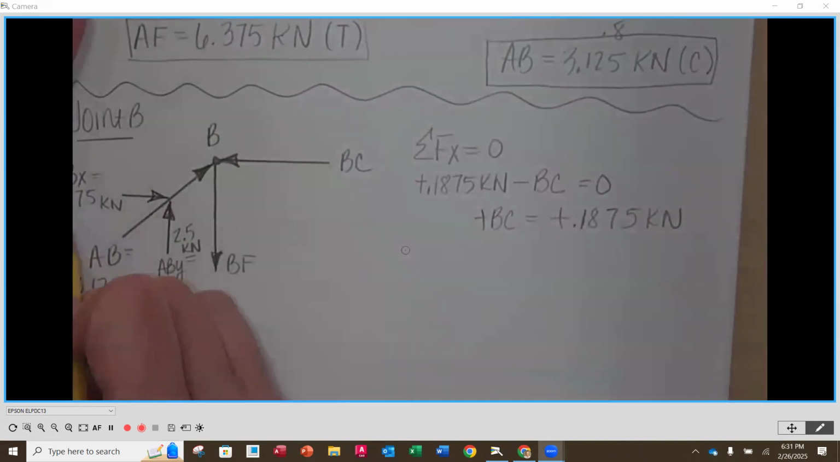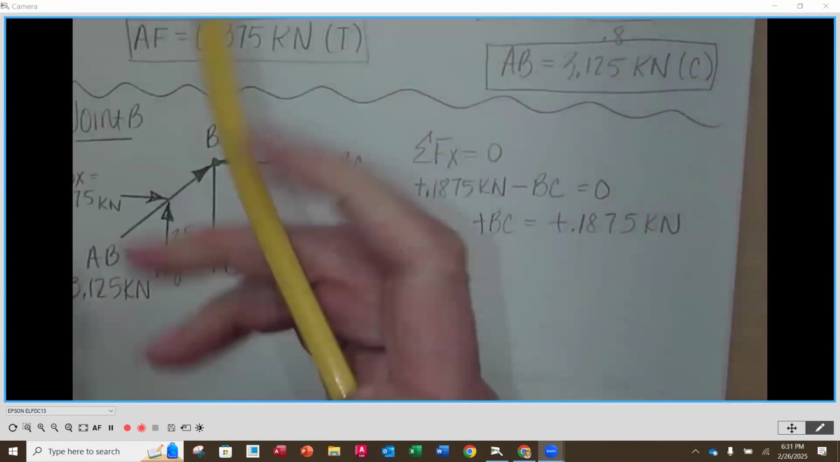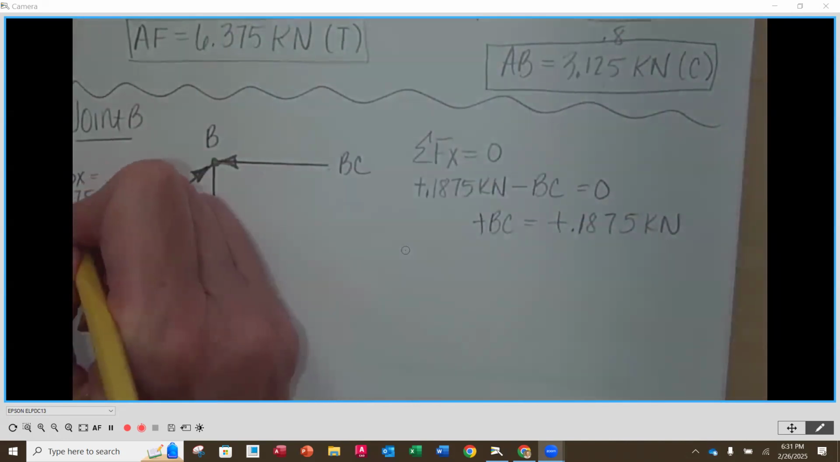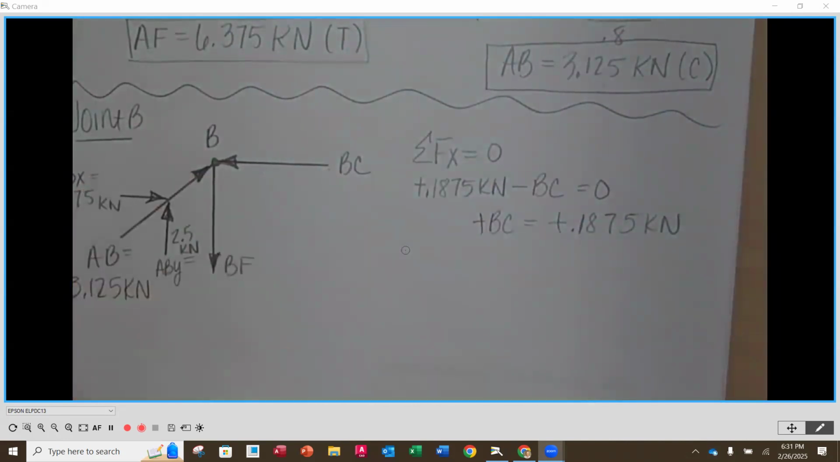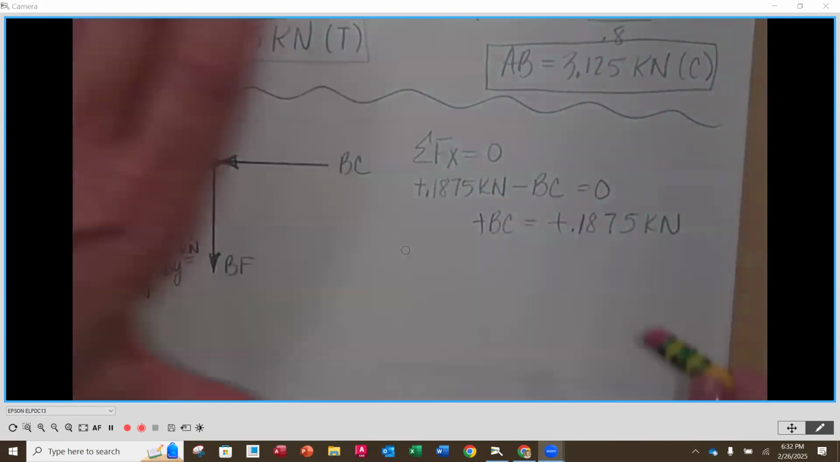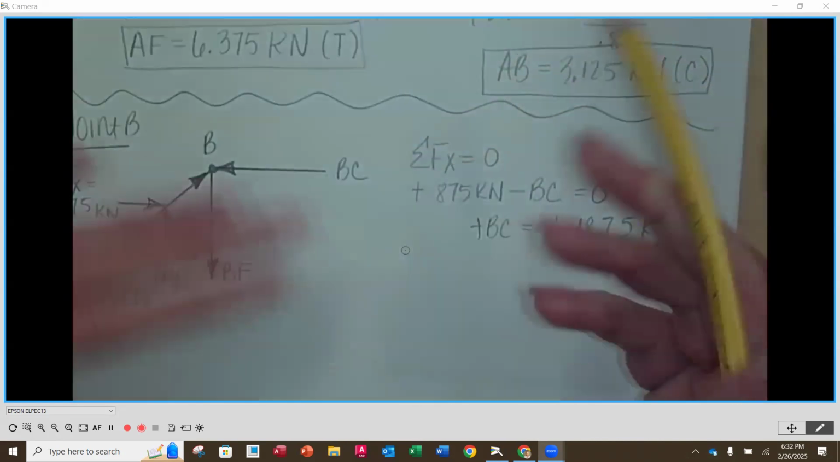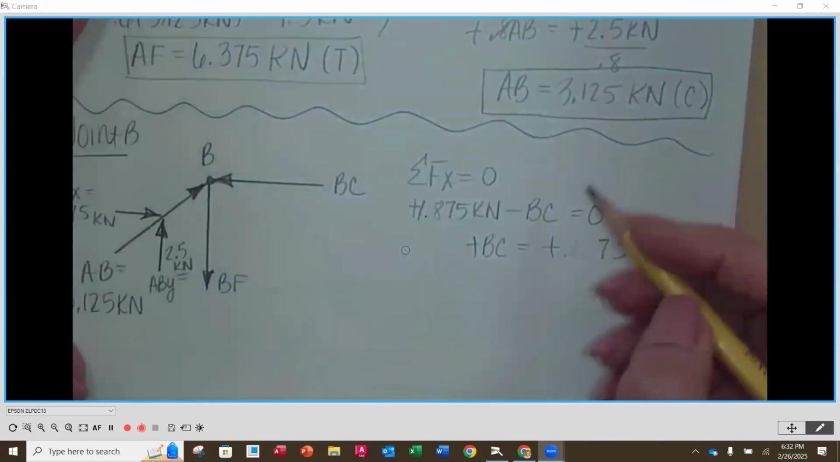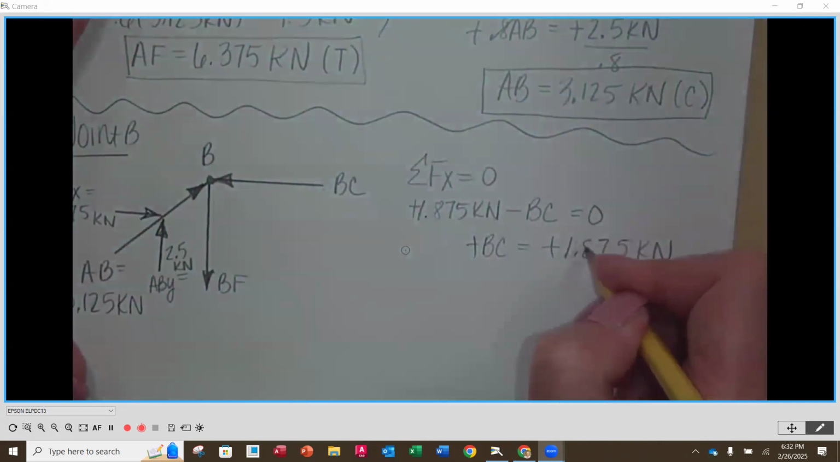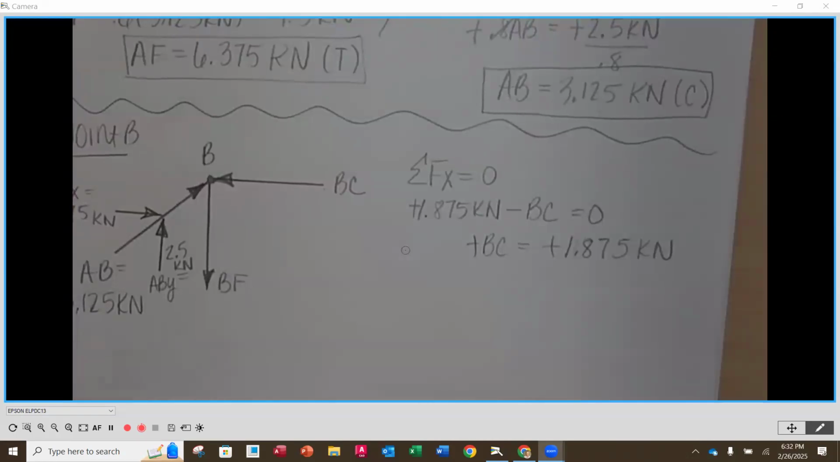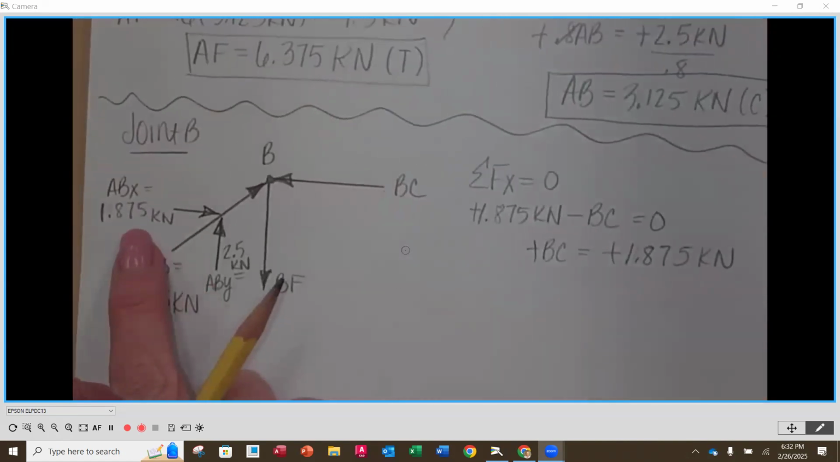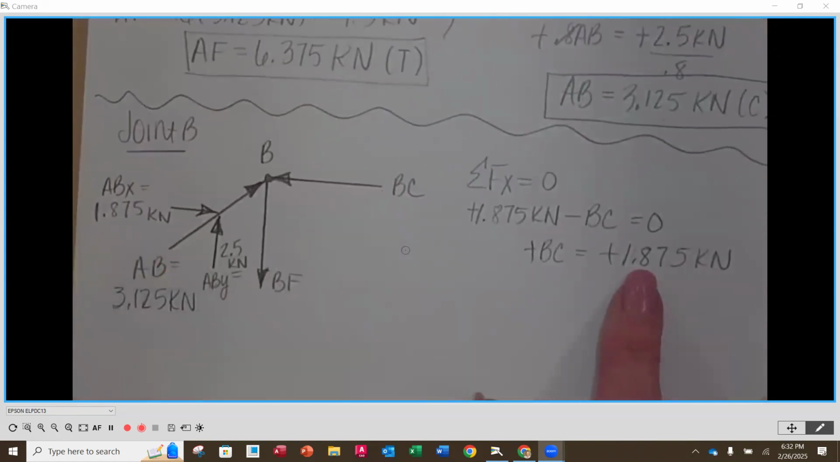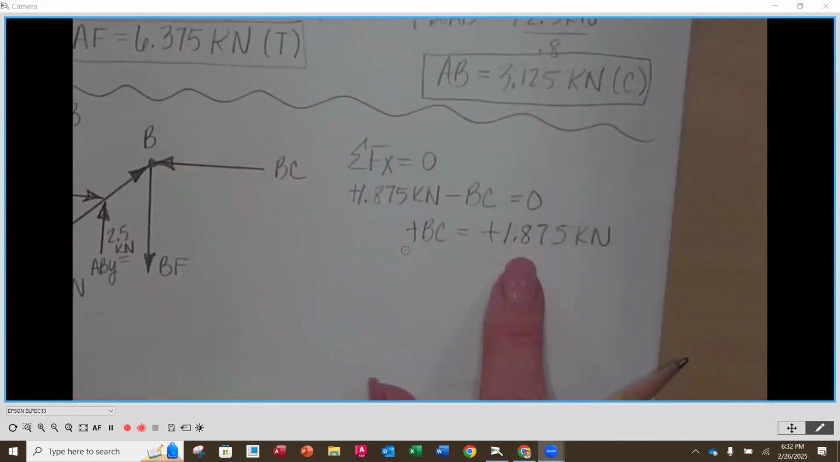Oh wait, that's not correct. I must have copied that wrong. It's 1.875. If you ever notice that, let me know right away. I'm so sorry. I must have transposed it when I put it here. So 1.875 in the X. The magnitude of BC is 1.875.